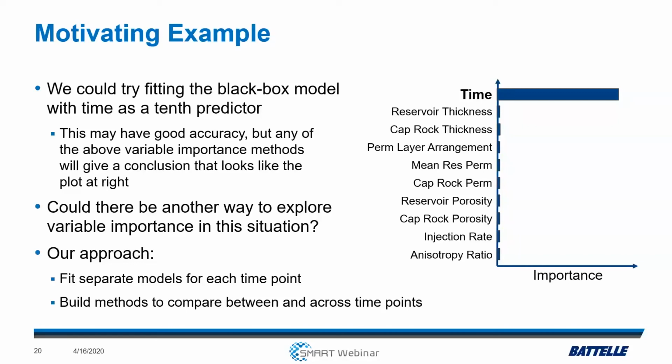And so what we ended up trying to do was to fit a separate black box model at each time point, and then use these approaches above that I described to measure the importance of each variable at each time point. And then we use the strategy to allow us to compare importance across time points for those different variables. I do think there are other ways that this could be approached as well, though. So this is what we tried.